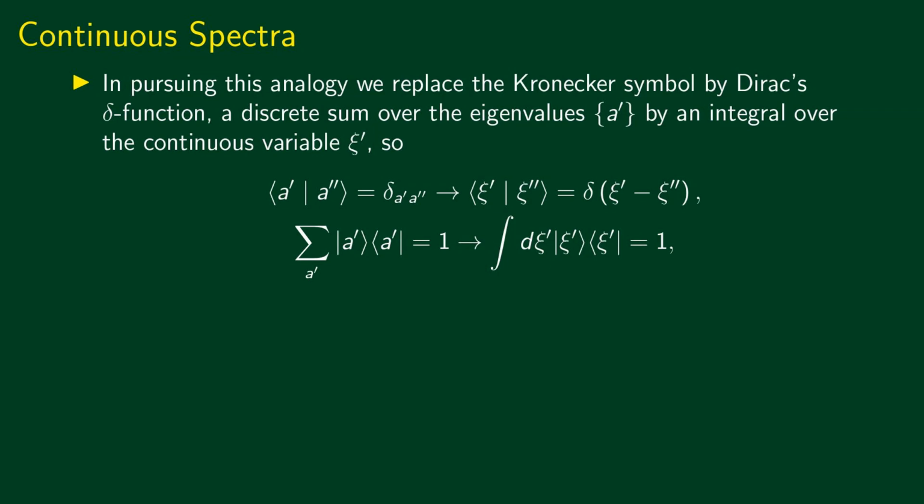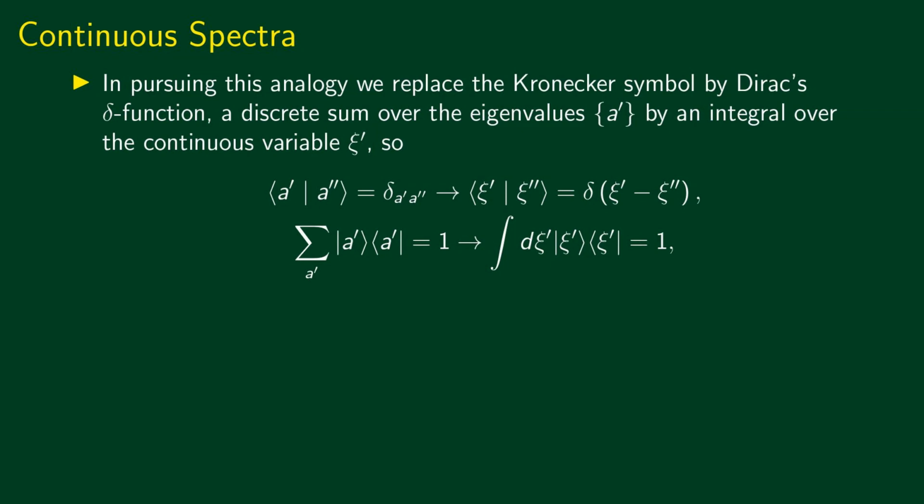Similarly, when you're talking about discrete eigenvalues, or discrete eigenkets corresponding to discrete eigenvalues, you can just sum over all the possible eigenkets, right? Or you can sum over all the possible eigenvalues. In this case, since the eigenvalues are continuous, you just cannot sum over all the possible eigenvalues. So what we'll do is integrate over all possible eigenvalues. The discrete sum over eigenvalues will be replaced by an integral over the continuous variable psi prime.